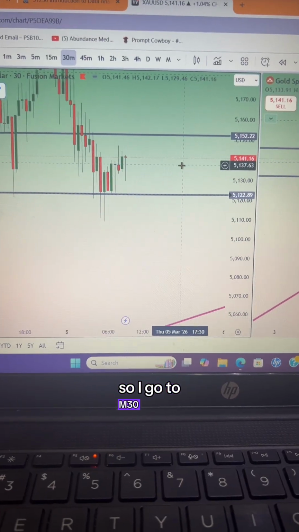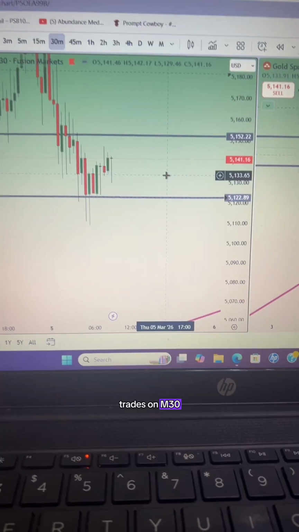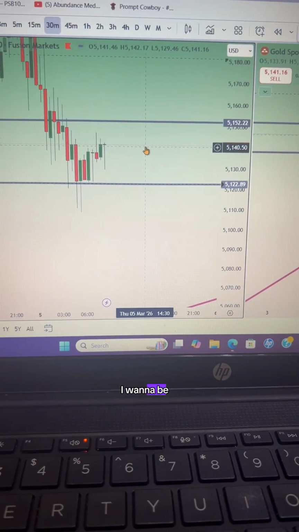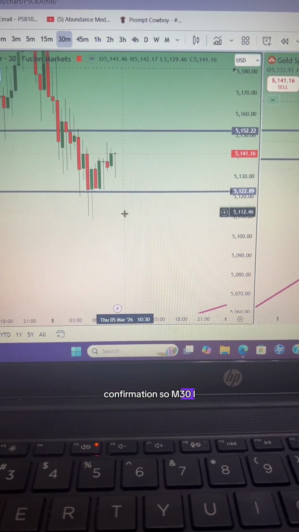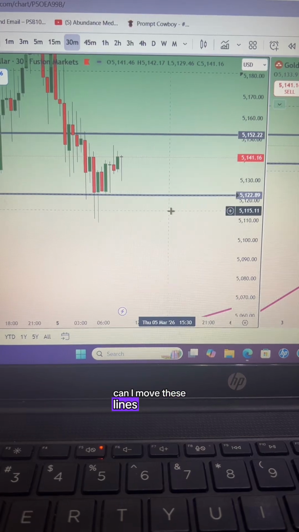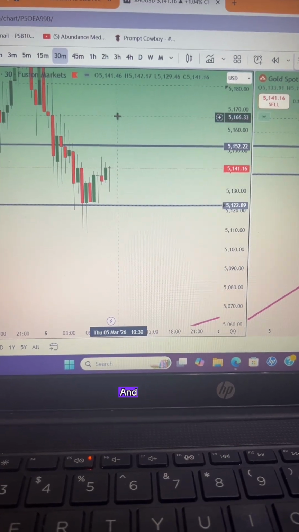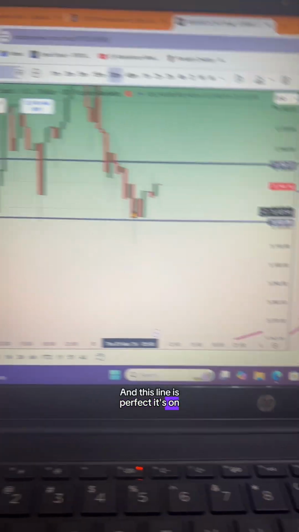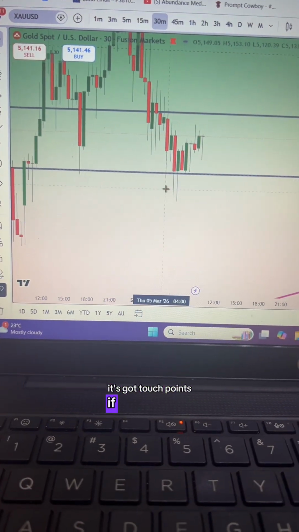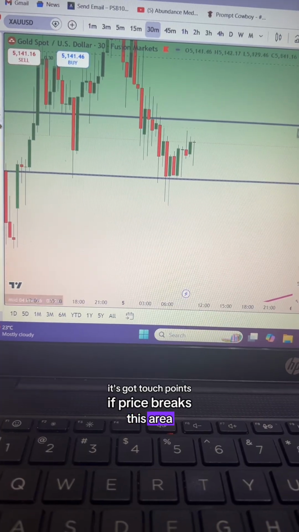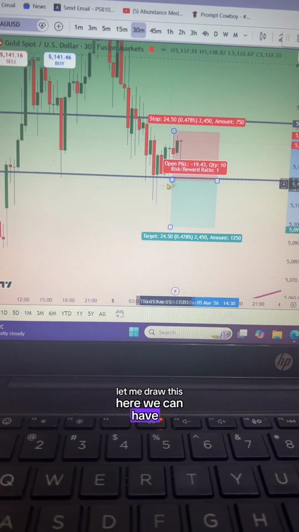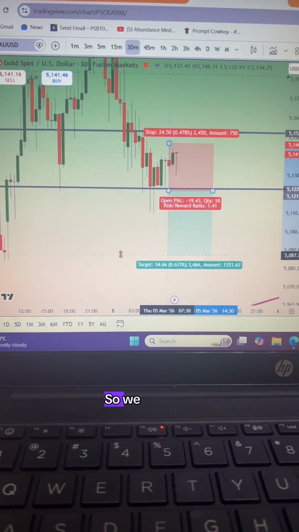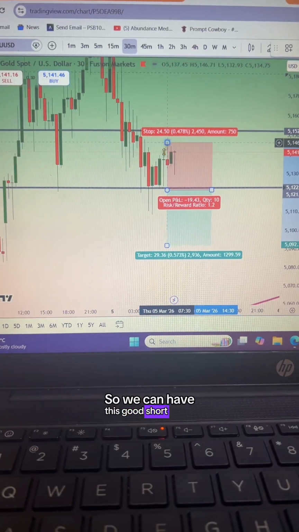Then I go to M30, because I take my trades on M30. I want to be in a trade based on M30 confirmation. On M30, I ask myself, can I move these lines closer or further together? And this line is perfect. It's on the support, it's got touch points. If price breaks this area, let me draw this here, we can have a good short. So we can have this good short trade.